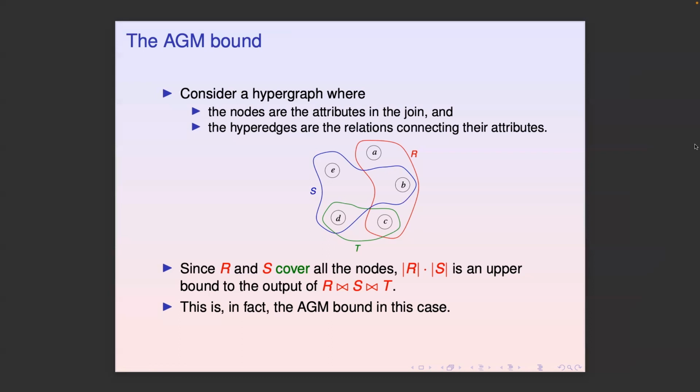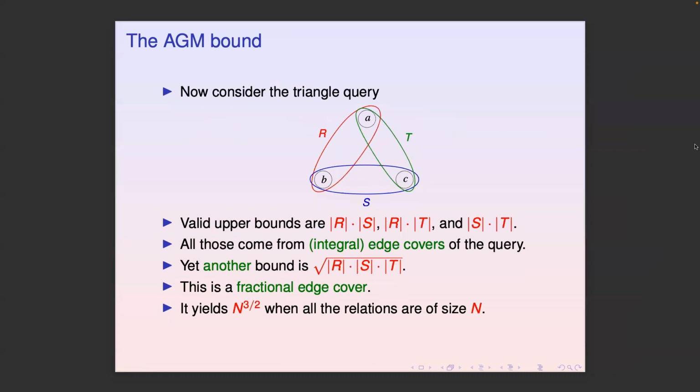Now, this is our triangle query, the one from the beginning. So yes, valid upper bounds are R times S, S times T, R times T. All those are valid upper bounds because they cover all the nodes and correspond to different integral edge covers. But there is another upper bound that does not correspond to any integral edge cover, which is the square root of the product of the three sizes. And this is where the n to 1.5 comes from. And this is called the fractional edge cover. And this is a tighter upper bound, which is not so obvious as for the integral edge cover, that it also upper bounds the output size.